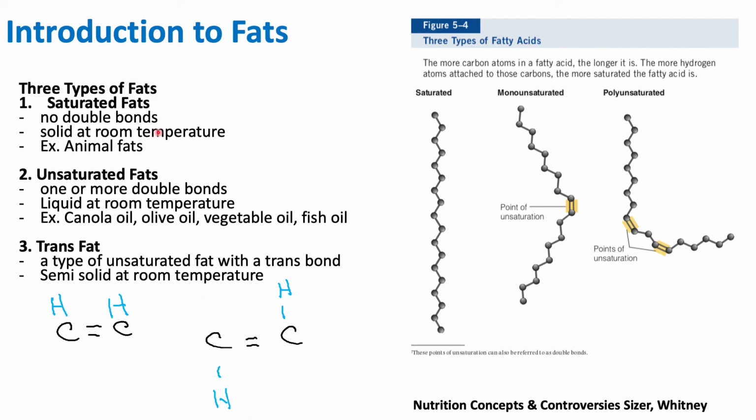So the 3 types of fats are the saturated, which means it's completely saturated with hydrogen, the unsaturated, which means there are double bonds, which cause unsaturation, and unsaturated fats are liquid at room temps, so that's canola oil, olive oil, vegetable oil, fish oil. And trans fat is semi-solid at room temperature, and it has that trans configuration where the hydrogens are on opposite sides of one another.